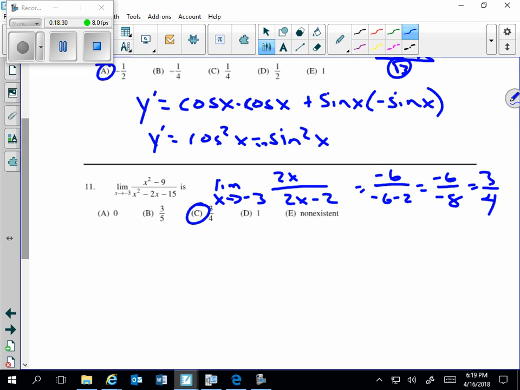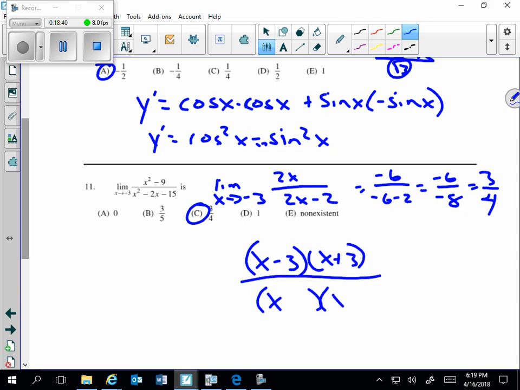Had you factored, you'd have done fine. You'd have had x minus 3 on top. You'd have had x plus 3 on top. On bottom, you'd have had x and x. What would that be? Minus 5 plus 3. We still have the limit as x approaches negative 3.